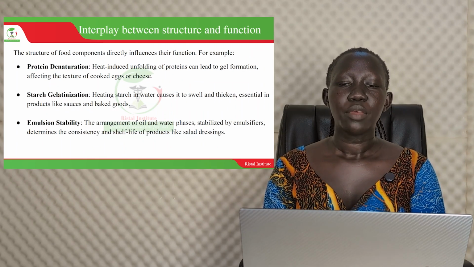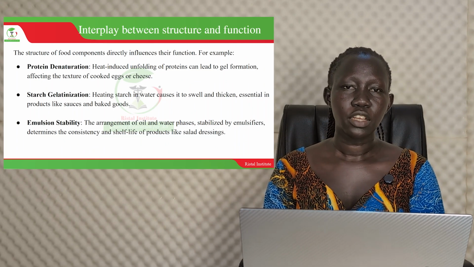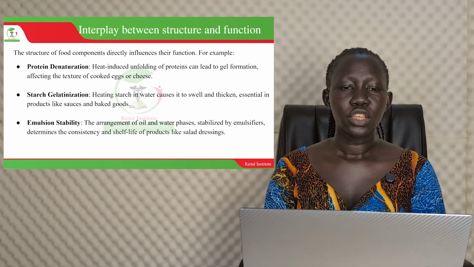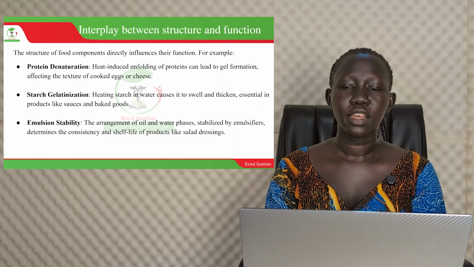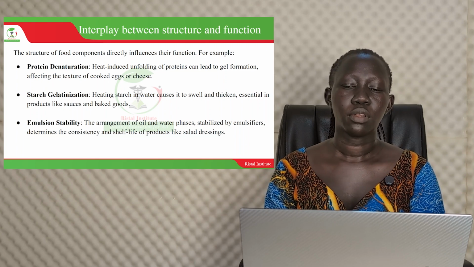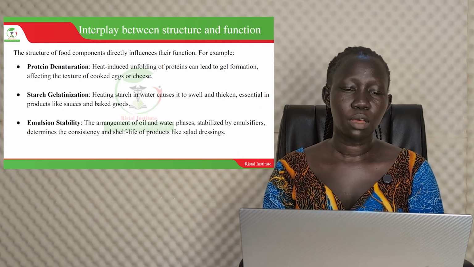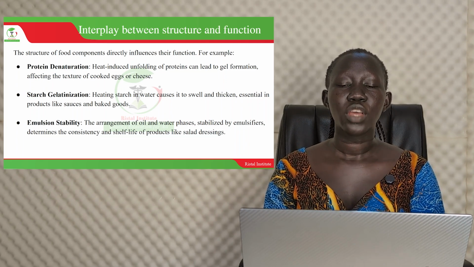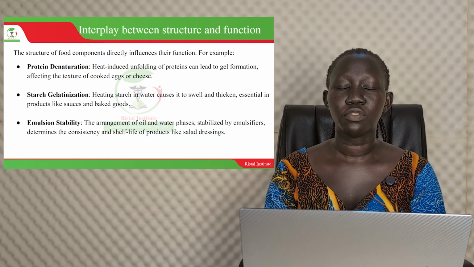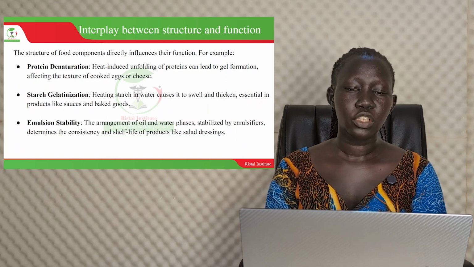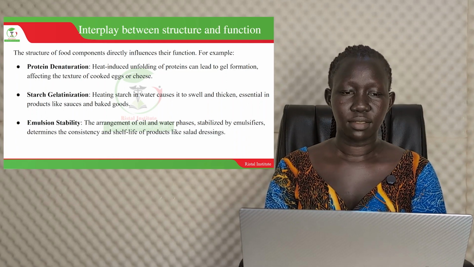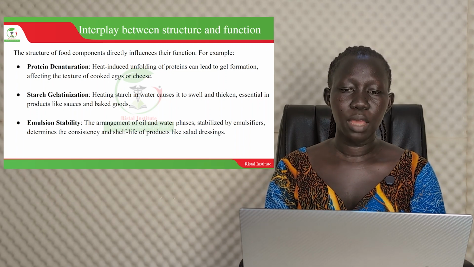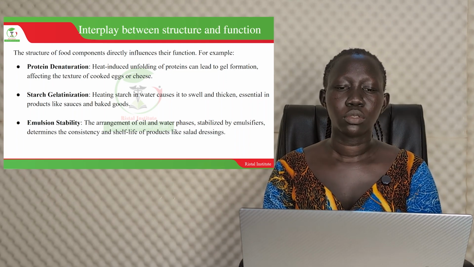What is the interplay between structure and function? The structure of food components directly influences their function. For example, protein denaturation. Heat-induced unfolding of proteins can lead to gel formation, which affects the texture of cooked eggs or cheese. So we can see the interplay between structure and function.